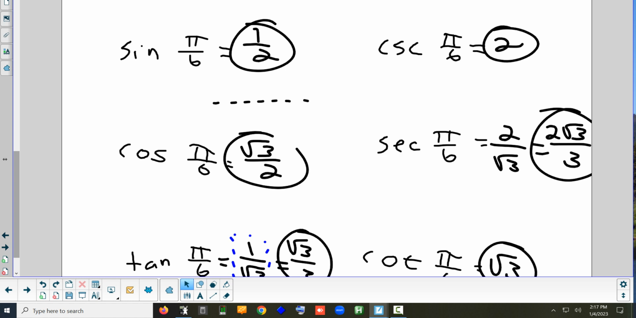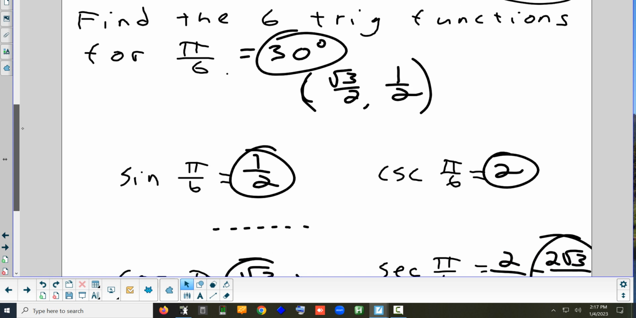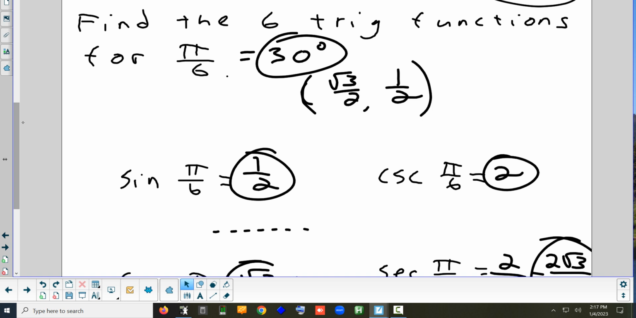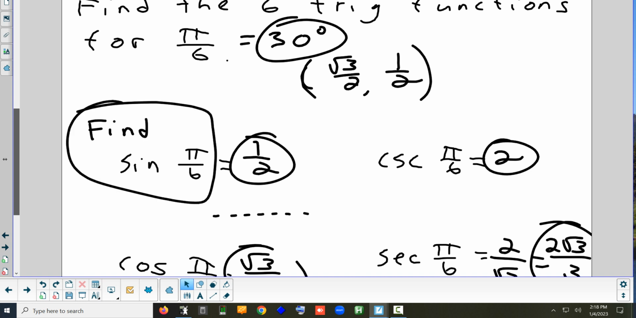And there's your 6 trig functions for pi over 6, which is 30 degrees. So the way you'll see something like this on the test is each question is going to have 2 parts. I'm going to say something like find the sine of pi over 6. I'm not going to ask you for the cosine, the cosecant. So I'm not going to do all 6 in the same problem. Maybe a different problem. But 1 trig function per problem. And I'd ask you for 2 things here.